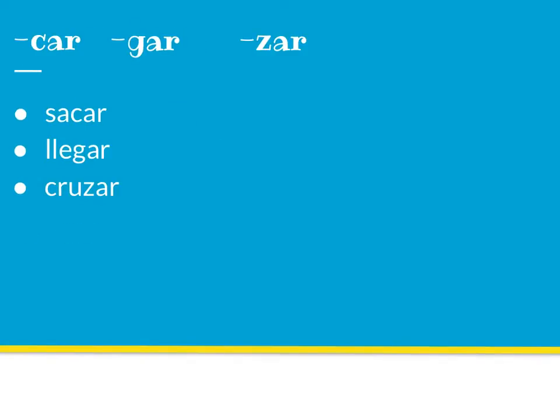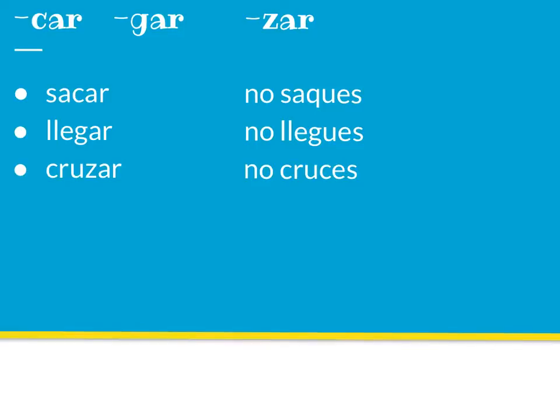Now we have to change around car, gar, and zar verbs because otherwise it'd be no saces if we kept the C here, because CES makes an S sound. GES makes an H sound. So we can't say no saces. We want to keep that K sound. So that's why we use QUE for car, GUE for gar, and CE for zar. So no saques, no llegues, no cruces.